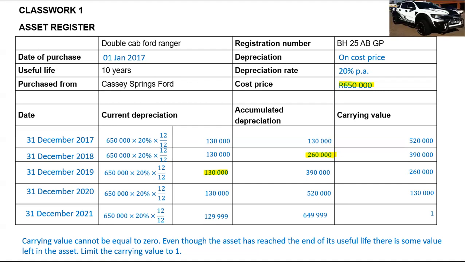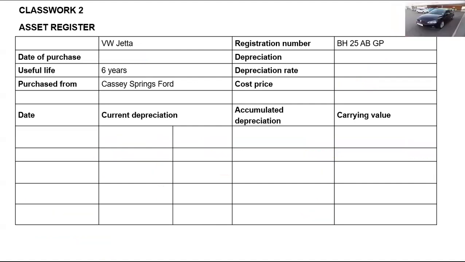Okay, let me move on to the next classwork. The next classwork I've got, it was purchased on the 1st of January. It's the same as the previous one, except here, depreciation method is diminishing balance, and the cost price is 250,000. So how do I depreciate this? I use it for the entire year of 2017. So I will take 250 times 20%, and that will give me 50,000, which becomes my accumulated depreciation. Carrying value in my first year will be 200,000.